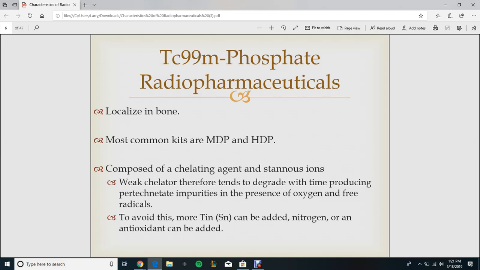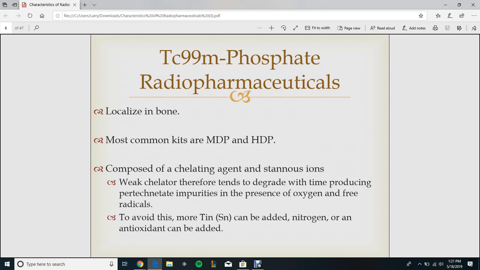Technetium-99m phosphate radiopharmaceuticals. They localize in the bone. The most common kits are MDP and HDP. They are composed of chelating agents and stannous ions. It is a weak chelator, therefore it tends to degrade with time, producing pertechnetate impurities in the presence of oxygen and free radicals. To avoid this, more tin can be added. Nitrogen or an antioxidant can be added.